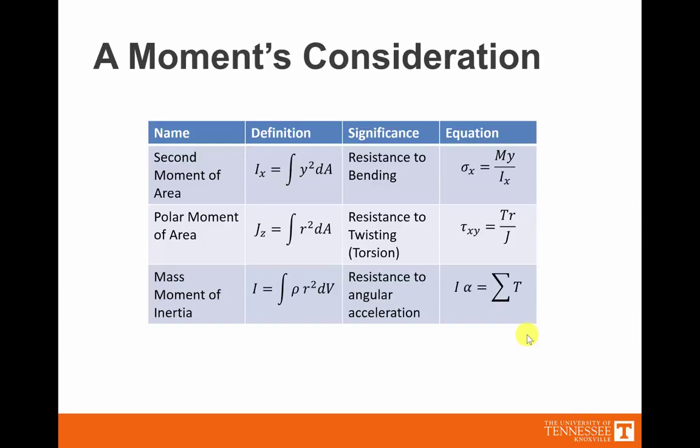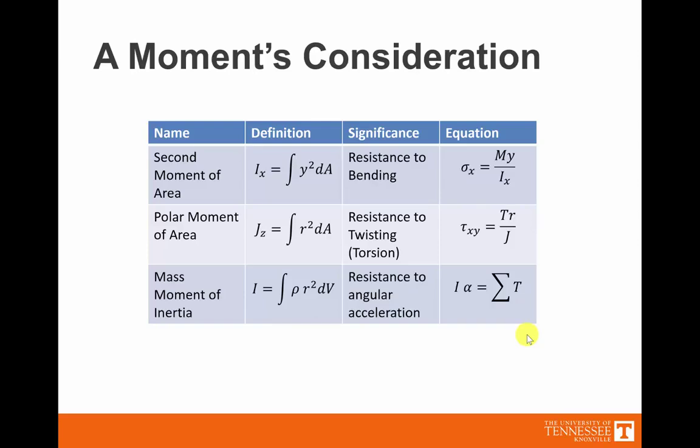So notice there are 3 things that we regularly refer to as moments in engineering sciences. The first one we're going to consider is a resistance to bending. It's the second moment of area, and it resists bending. So there's a stress equation that has something to do with a bending moment in it. We'll discuss that in just a minute. Okay, so there's the formula. It's the integral of y squared dA.